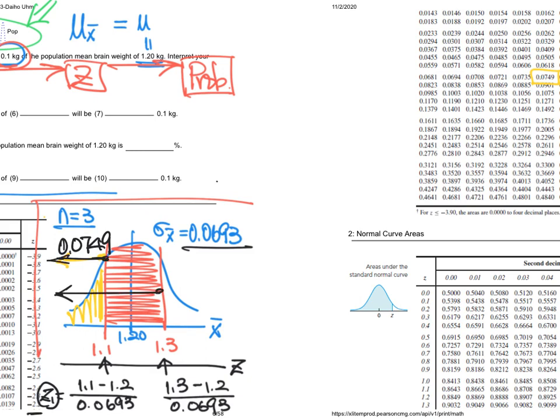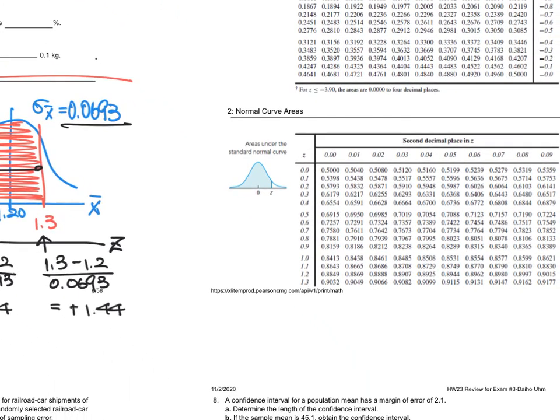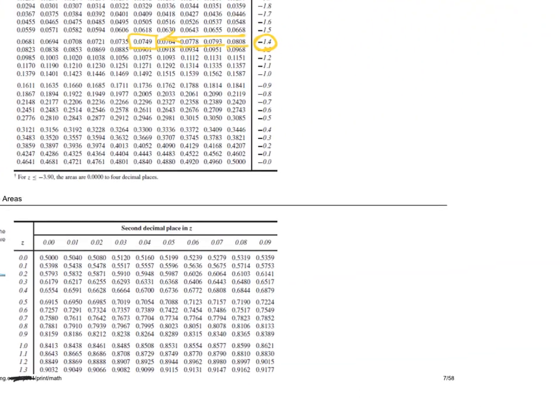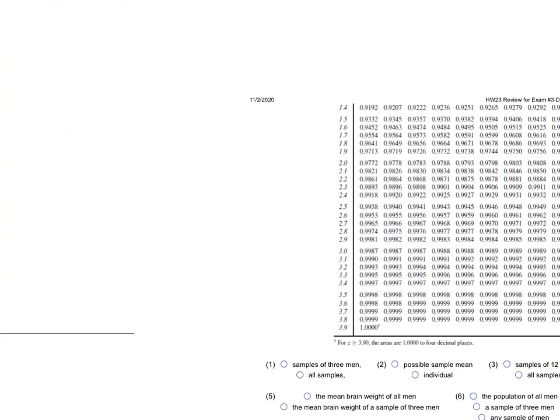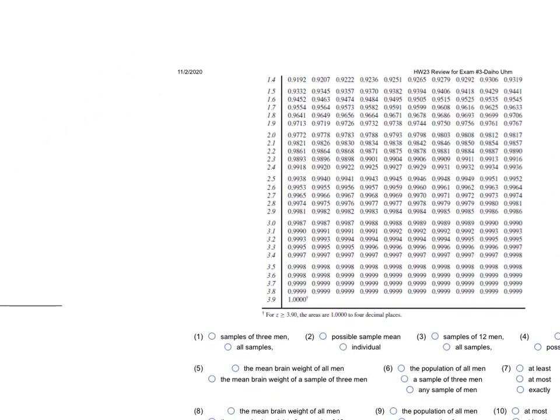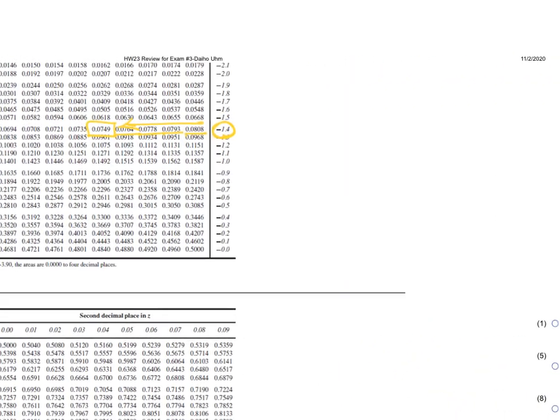So I have to go to positive 1.40. There is only 1.3, so let me go to the next page. Yeah, on the next page here is 1.44, 1.401234. To the left at 1.44 there is a 0.9251.